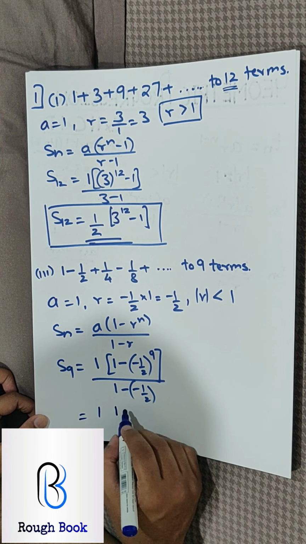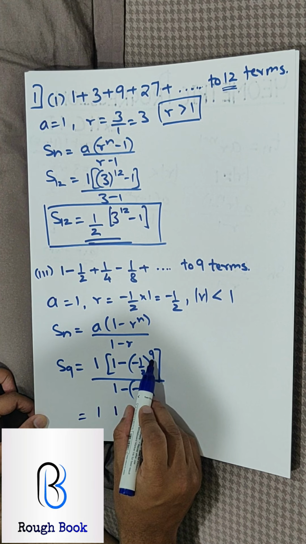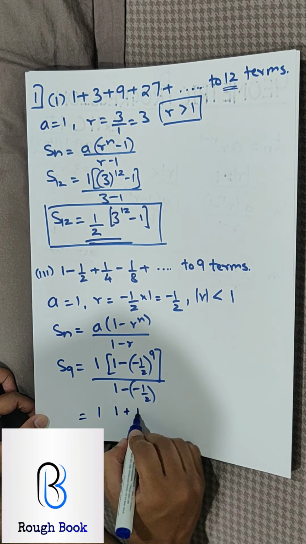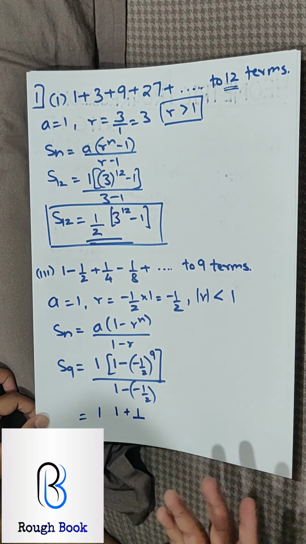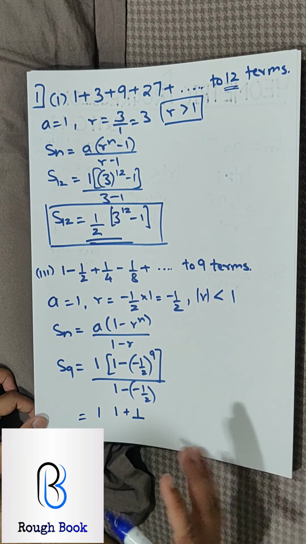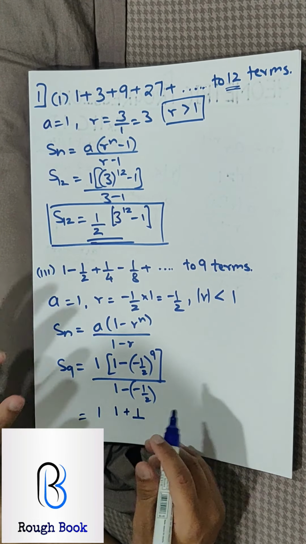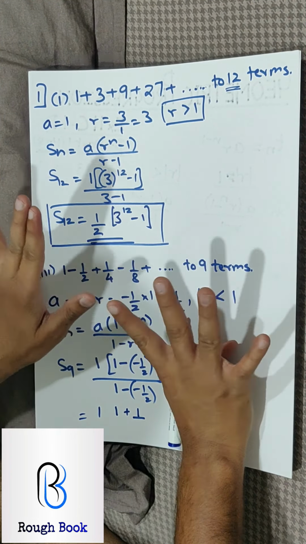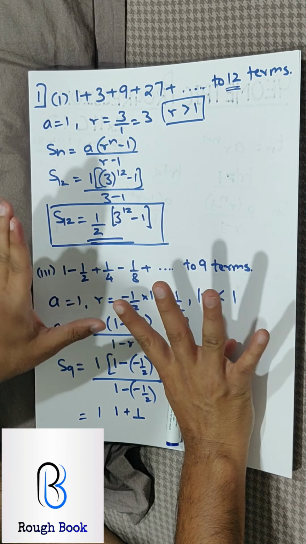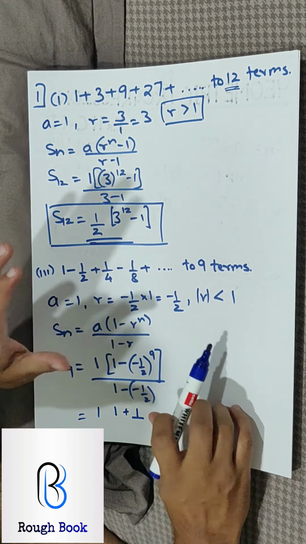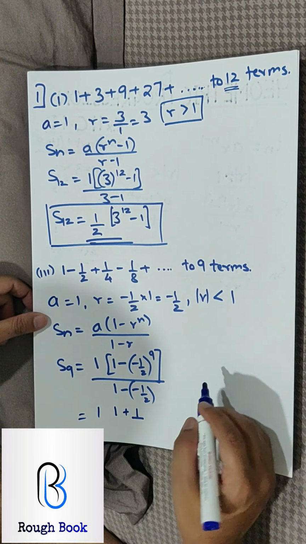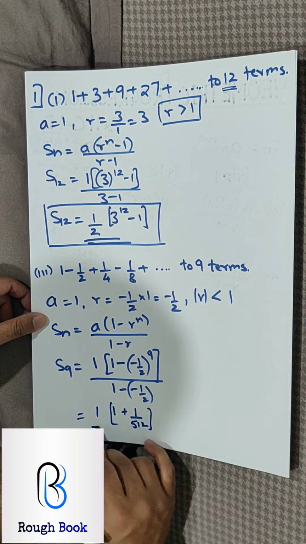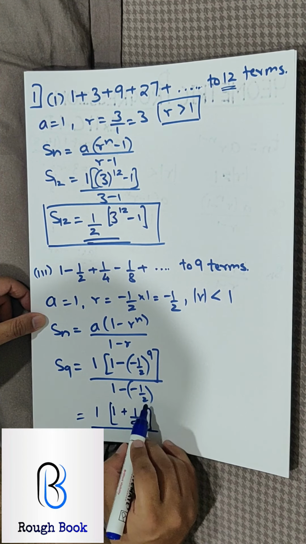1 minus, see, minus 1 raised to 9 is minus 1 only. So minus minus will become plus 1. 2 raised to 9 is your call if you want to calculate; if you don't want to calculate also is fine. I will prefer calculating it. So 2 raised to 9: 2 to the 4 is 16, 16 into 16 is 256, 256 into 2 is 512. So I am writing this as 512 upon 1 minus minus, plus 2.